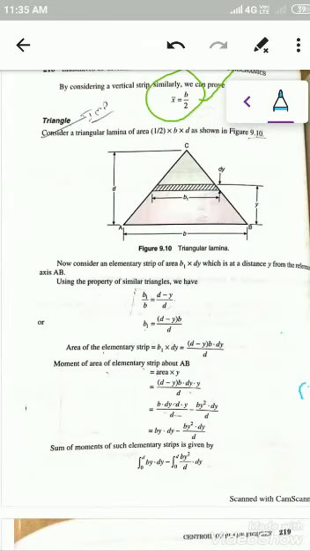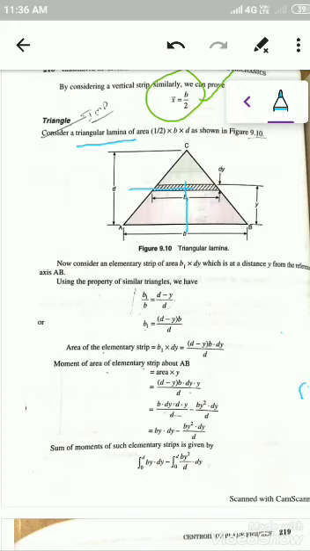Hello students, in the previous video we have seen the centroid of a rectangular lamina. Now we can consider the centroid of a triangular lamina. If you are considering a triangle, what is the centroid of this triangular lamina? We are going to derive the equations for the x bar and y bar distances of this triangular lamina, with respect to the reference axis.